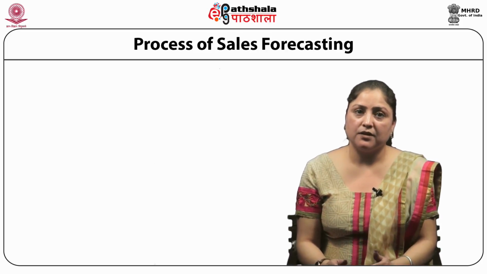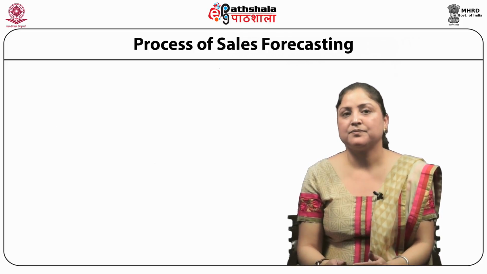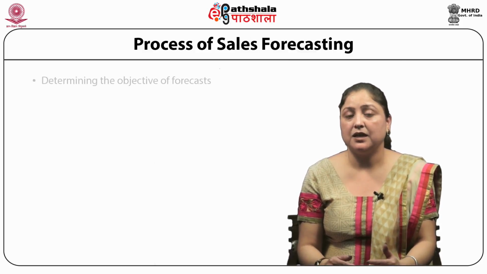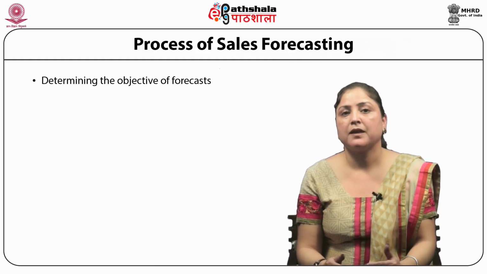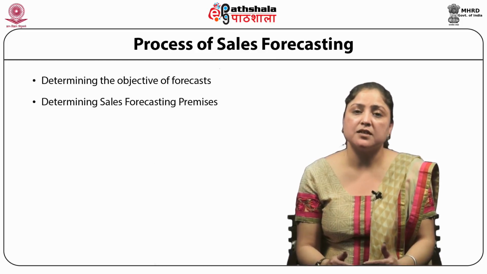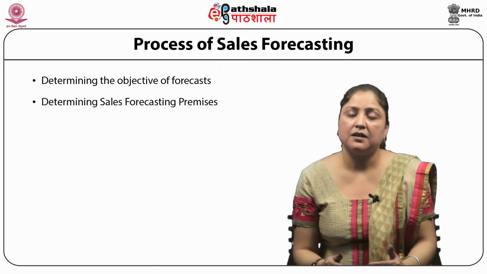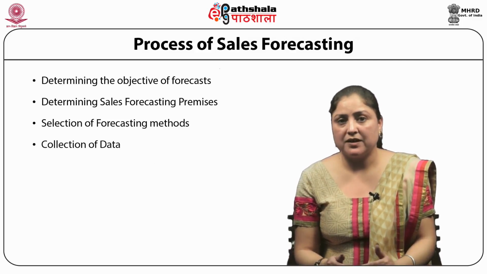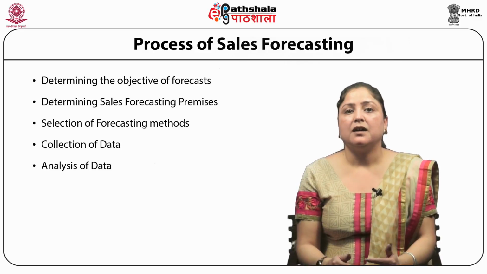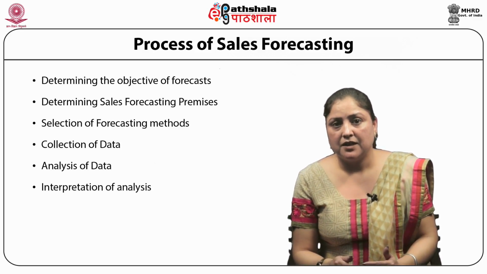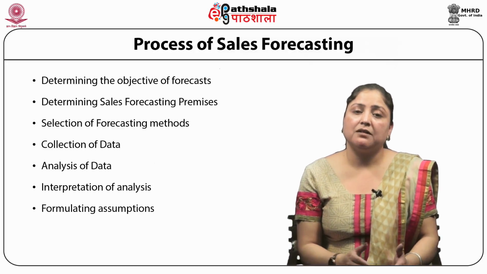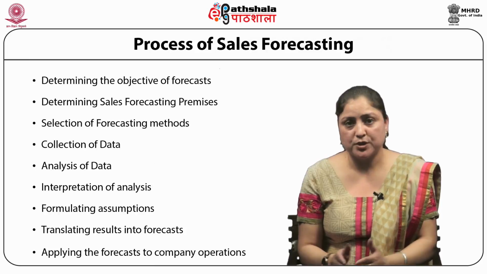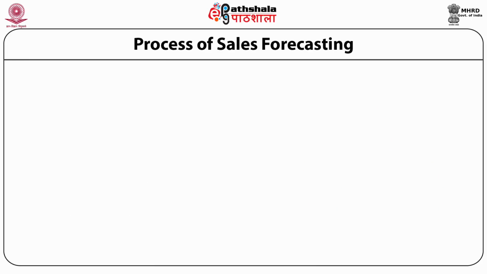Our next discussion will be on the process of sales forecasting. The sales forecasting process includes various steps like determining the objectives of forecasts, then determining the sales forecasting premises, then selection of forecasting methods, collection of data, analysis of data, interpretation of analysis, formulation of assumptions, then translating the results into forecasts, and applying the forecasts to the company operations. Let us now discuss these steps in detail.